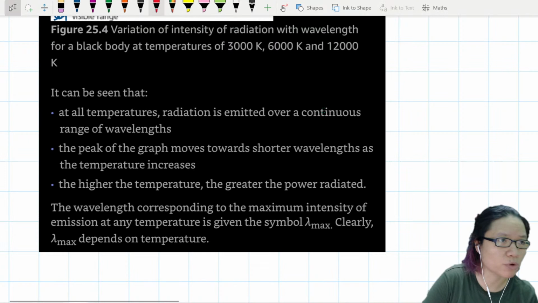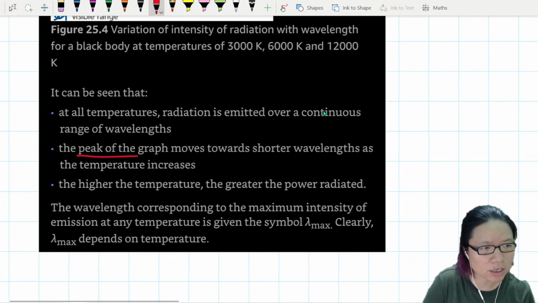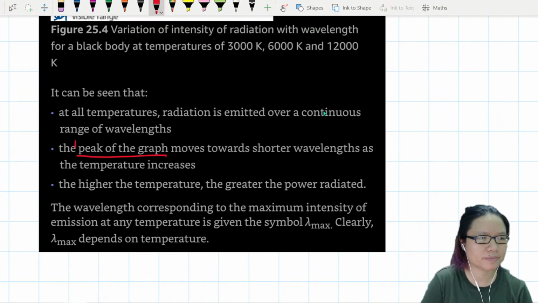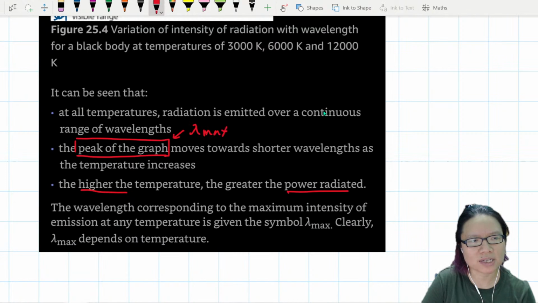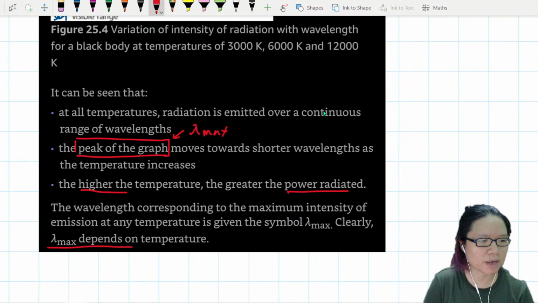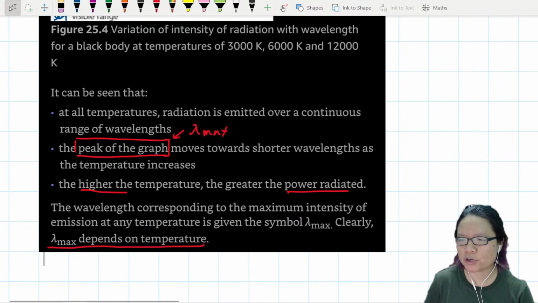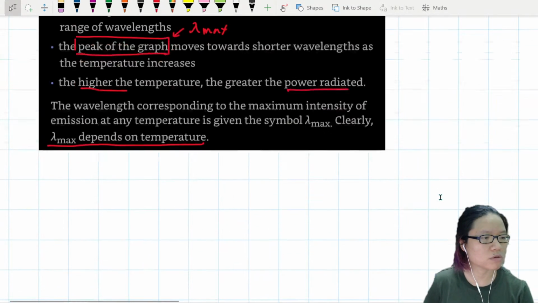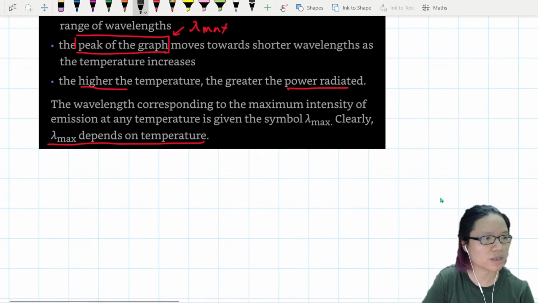The only thing that we're going to focus on is the peak of the graph. Everything else, we don't really care. And we know the higher the temperature, the higher the power. So this peak of the graph is known as lambda max. Lambda max depends on temperature, which brings us to Wien's displacement law. I'm going to write that down for us. This is Wien's displacement law.